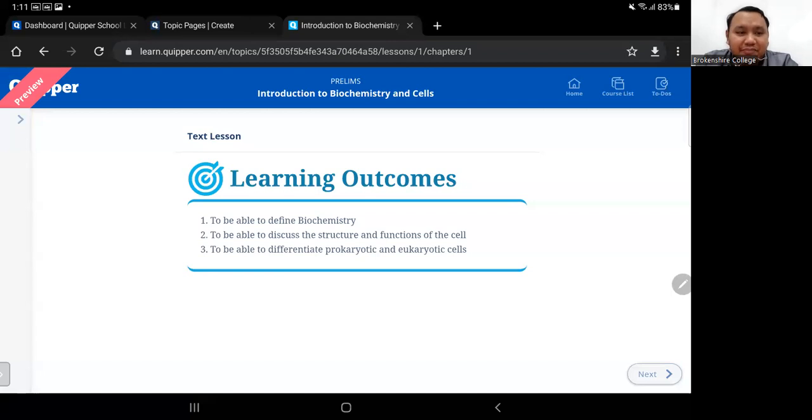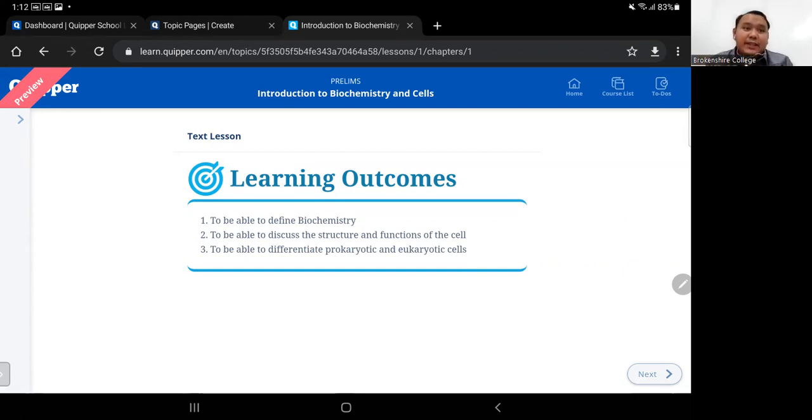Second is to be able to discuss the structure and functions of the cell. It is very important for us to study the structure of the cell first before discussing the biochemical processes, because it is the cell who usually conducts the process.